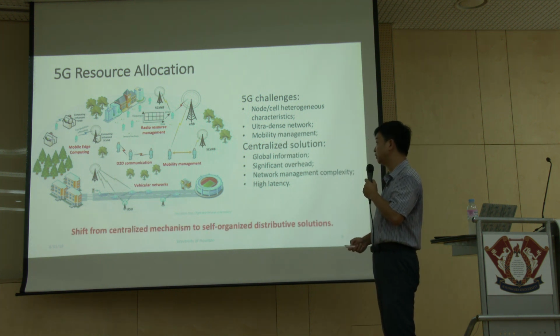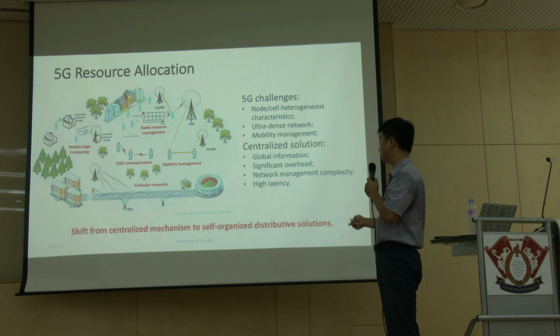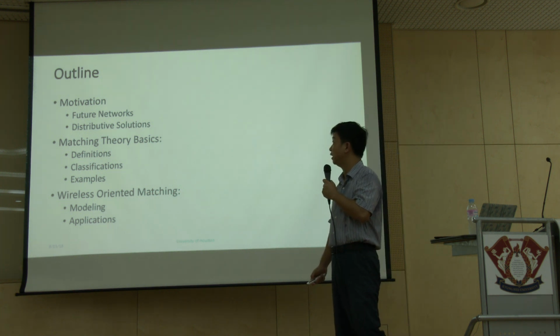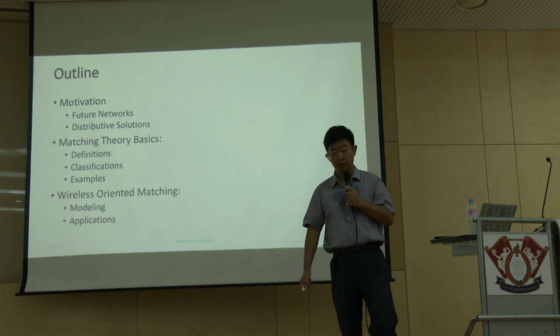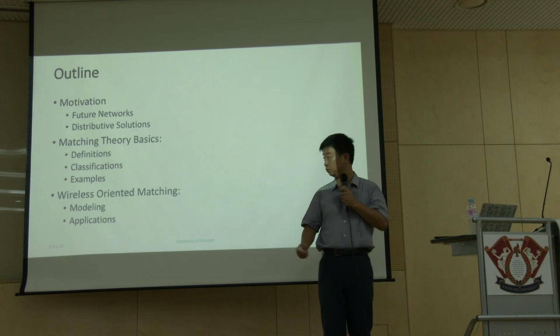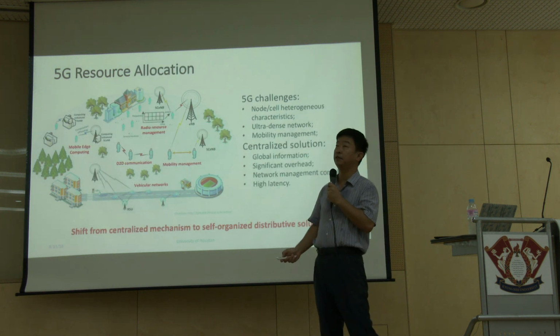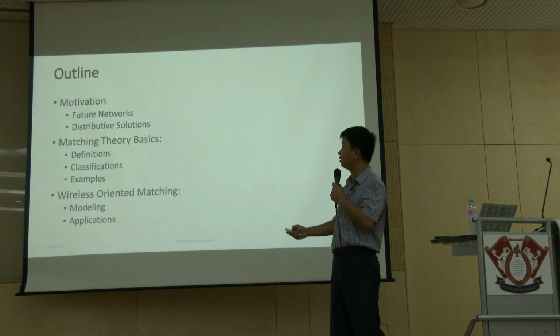So we need to shift from the centralized one to the distributed one, especially in the future. So that gives us a motivation. As I mentioned, game theories try to provide this distributed solution. And there are many different ways to do that. Today we talk about matching game. So let's say, what is a matching game?